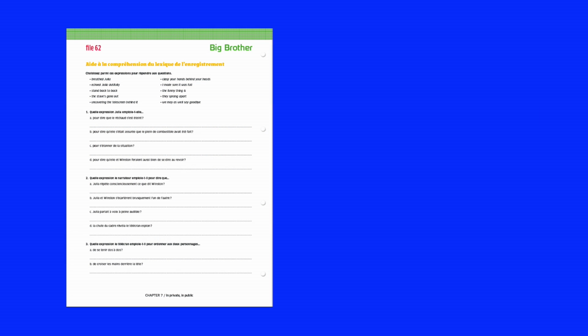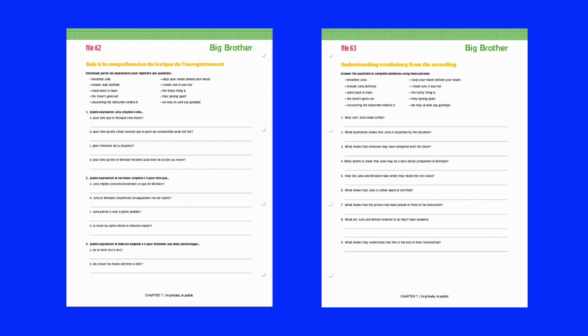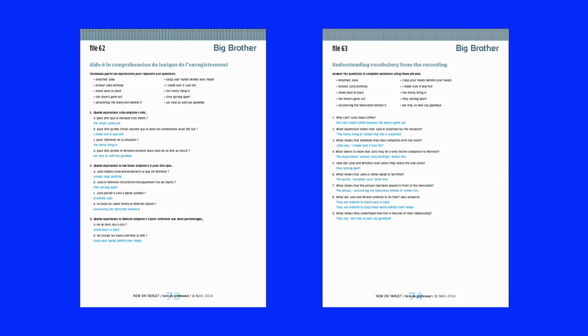For helping students to understand the vocabulary of a particular passage, there are always two files. They both concentrate on the same vocabulary, but the first is basically in French, aimed at a lower level, and the second in English, aimed at a higher level. It is up to you to decide which one is suitable for your students. Once again, the corrected versions are to be found in the teacher's book.